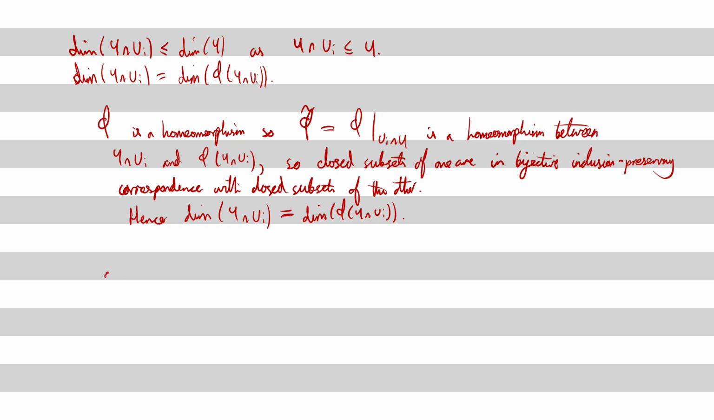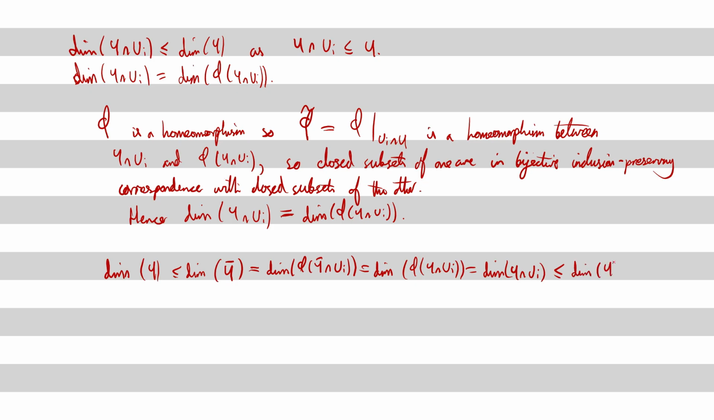Now we have a full chain of things. The dimension of Y is less than or equal to the dimension of the closure of Y, which is equal to the dimension of phi of Y closure intersect U_i, which is equal to the dimension of phi of Y intersect U_i, which is equal to the dimension of Y intersect U_i, which we have just shown there, which is less than or equal to the dimension of Y. Thus, the dimension of Y is equal to the dimension of its closure. And we are done.